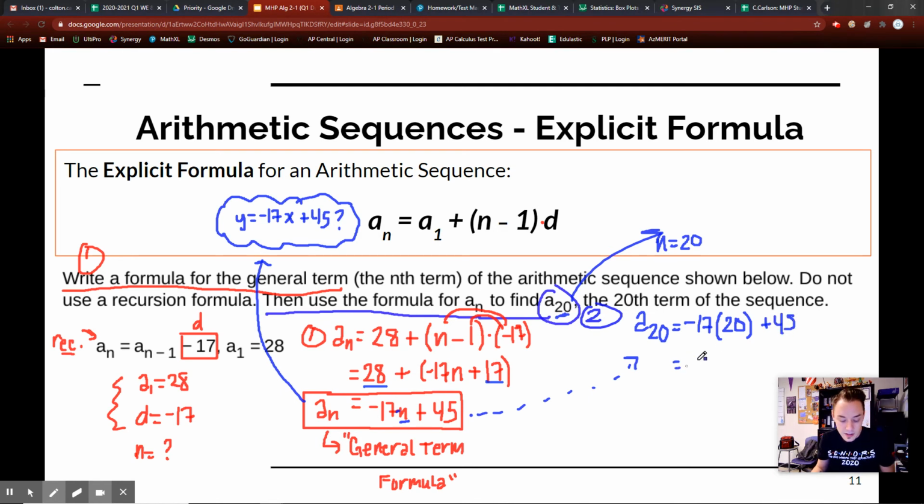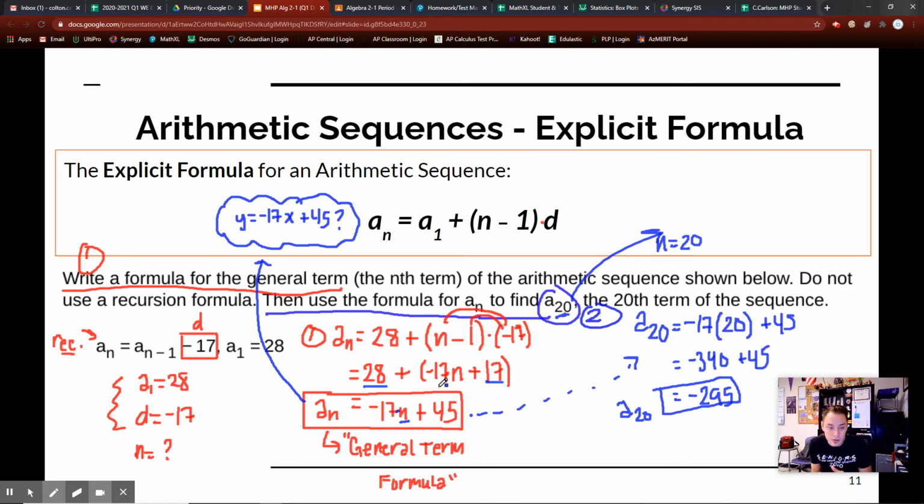When I do this on the calculator, I should get negative 340 and then plus 45. And then this equals negative 295. This is my final answer. So what is my a sub 20? What is the 20th term of this sequence? It is negative 295. What is the general term of this sequence? It is negative 17n plus 45. Okay? I hope that makes sense.